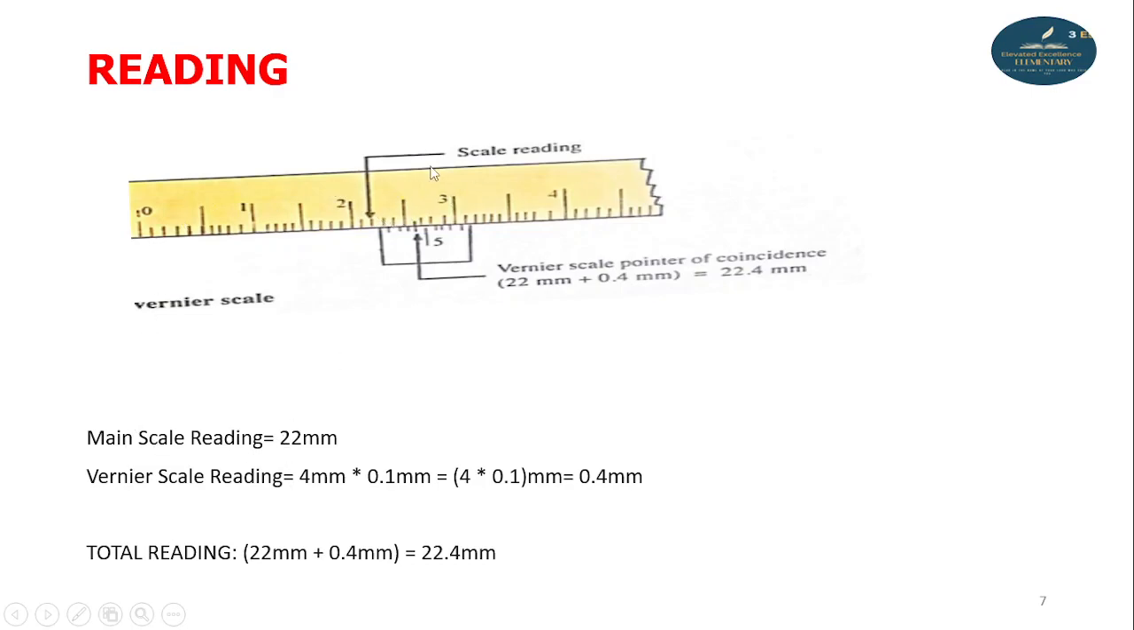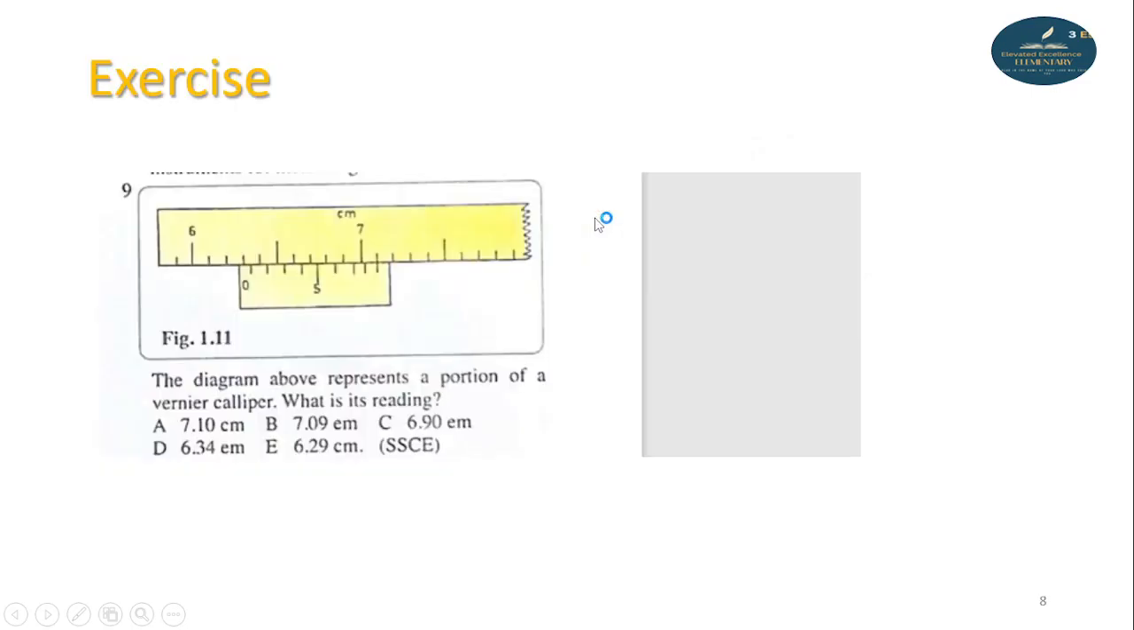So the main scale and the vernier scale could be in millimeters or centimeters. It depends. Supposing we take a look at it in centimeters, how do we measure it? We take the main scale reading first, which is 22 millimeters, but we are not using millimeters. So how do we calculate it in centimeters? We have 0, 1, 2, 3, 4.